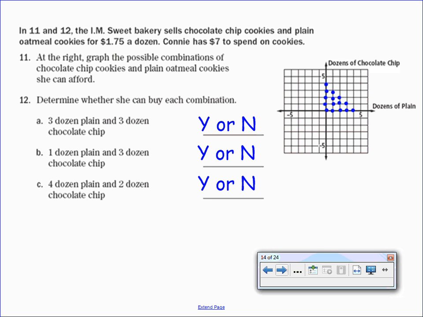I Am Sweet Bakery sells chocolate chip cookies and plain oatmeal cookies for $1.75 a dozen. Connie has $7 to spend on cookies.